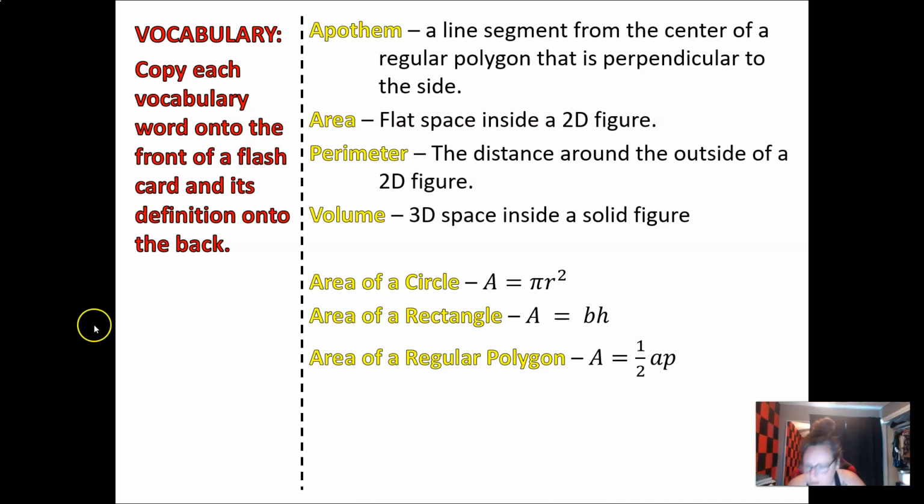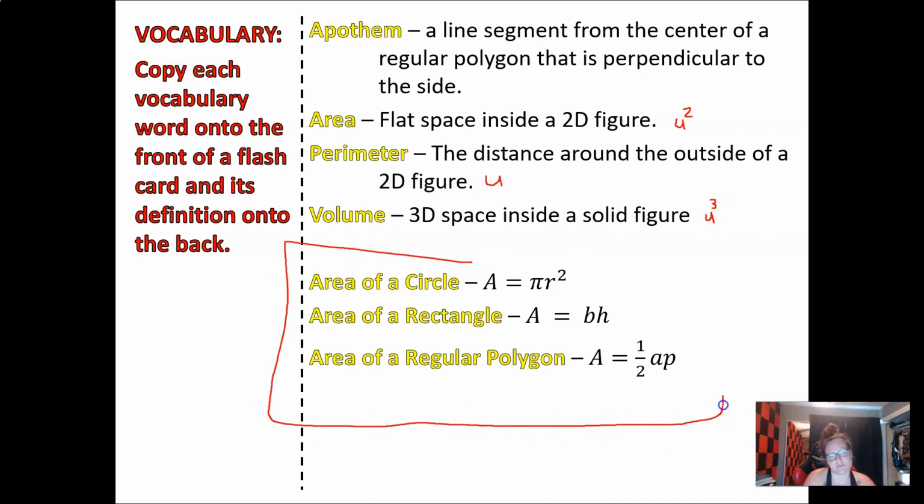Okay, when we do this stuff, let me get my little, where's my marker? There we go. So when you have area, your units are going to be squared. Perimeter, your units are just normal. And then volume, your units are cubed. Like I said, make sure you write these down. If you need to pause, do so.